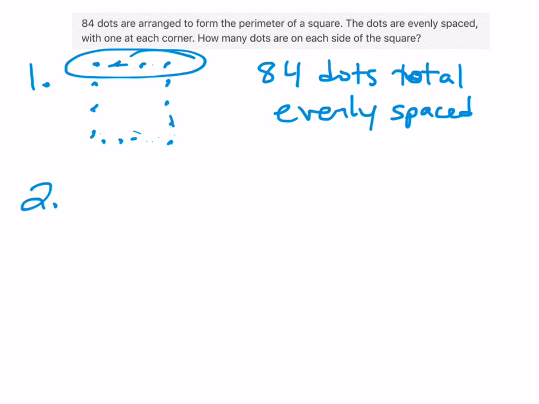Now, I may not exactly know how to draw this picture completely accurately because I don't know how many dots are on each side of the square. But what I can do is maybe start with a smaller picture or a smaller problem and then work up towards that picture with 84 dots. So let me think first of all about just small arrangements of dots. Maybe I want to do 4 on each side. So I'll draw my 4 on each side.